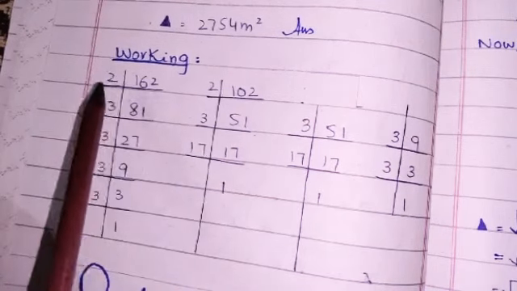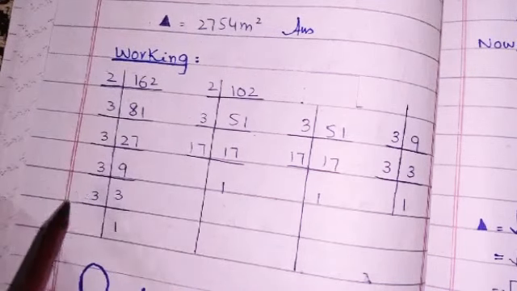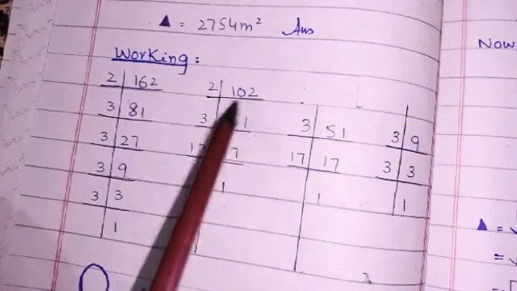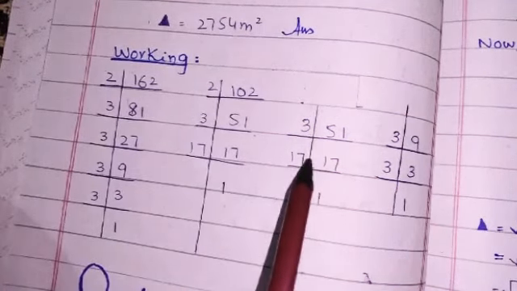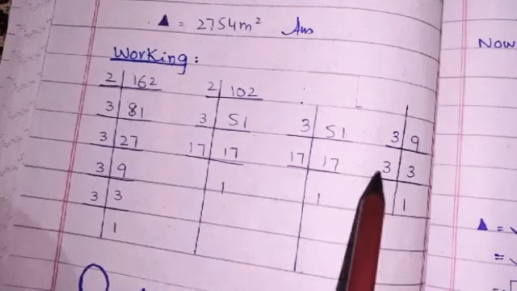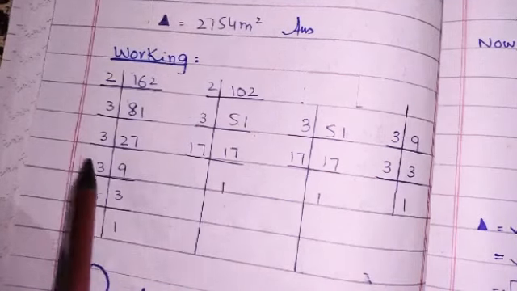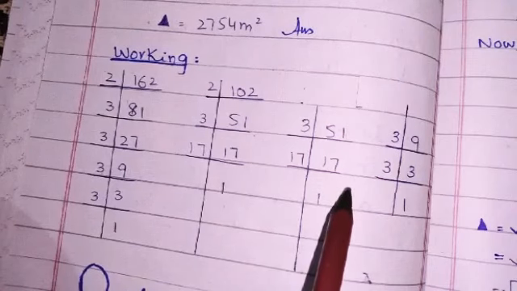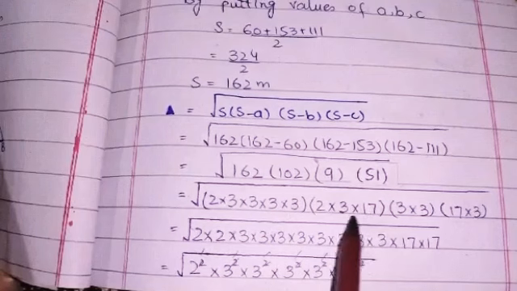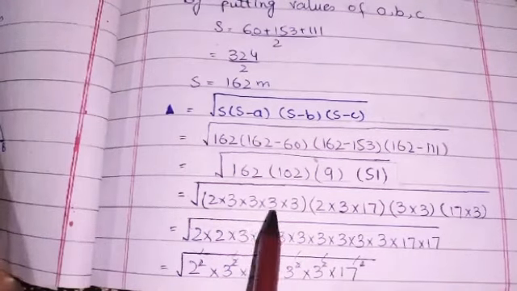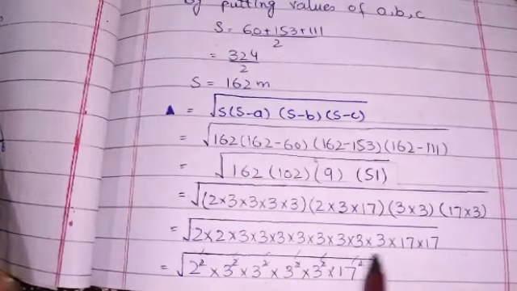Factors of 162 are 2 into 3 into 3 into 3 into 3. Factors of 102 are 2 into 3 into 17. And factors of 51 are 3 into 17. Factors of 9 are 3 into 3. Now students, we will put all these factors within a square root. Here are all the factors of 162, 102, 9 and 51. We remove the brackets and write all the factors.